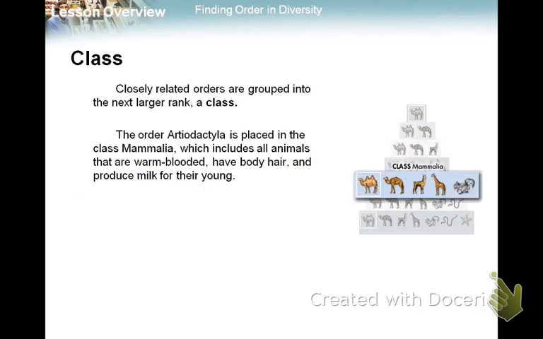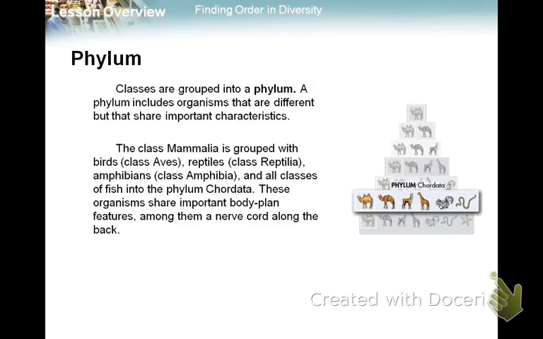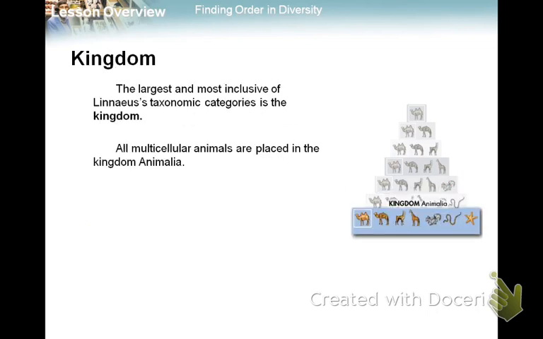Even more general, the class. So this is class Mammalia. These are all mammals which would also include us. So now we're all in the same group together. You see we have squirrels here too, giraffes. Then we have phylum. Phylum is Chordata. Every one of these organisms has a spinal cord. So now we have snakes in there also. So we're getting more and more general, more broad. And then, like I said, kingdom Animalia, all the multicellular animals are in this category.